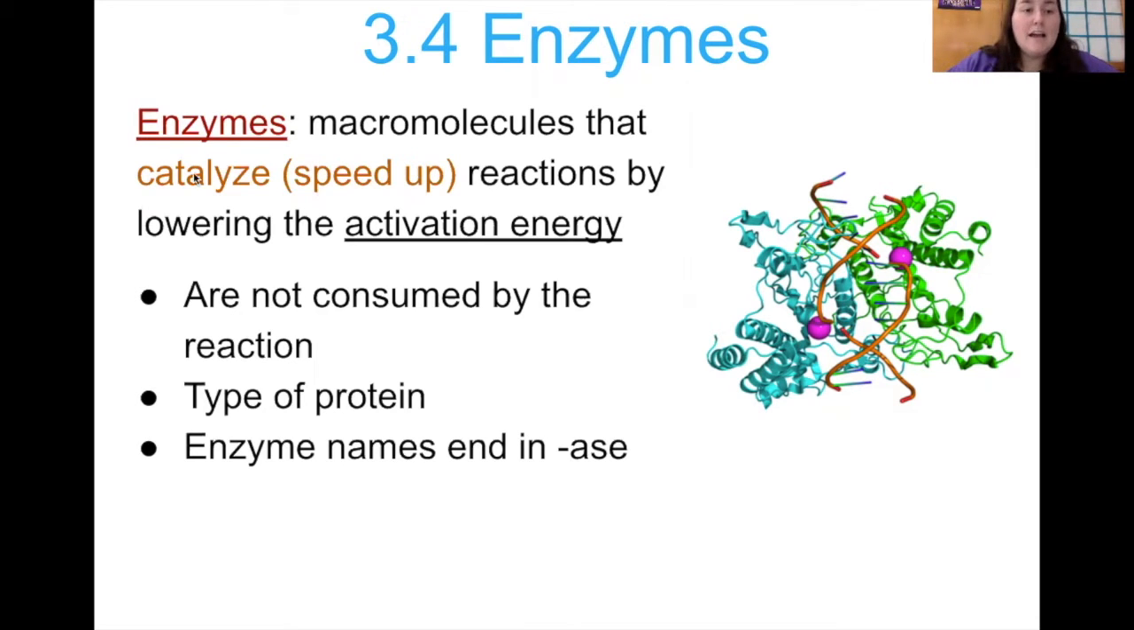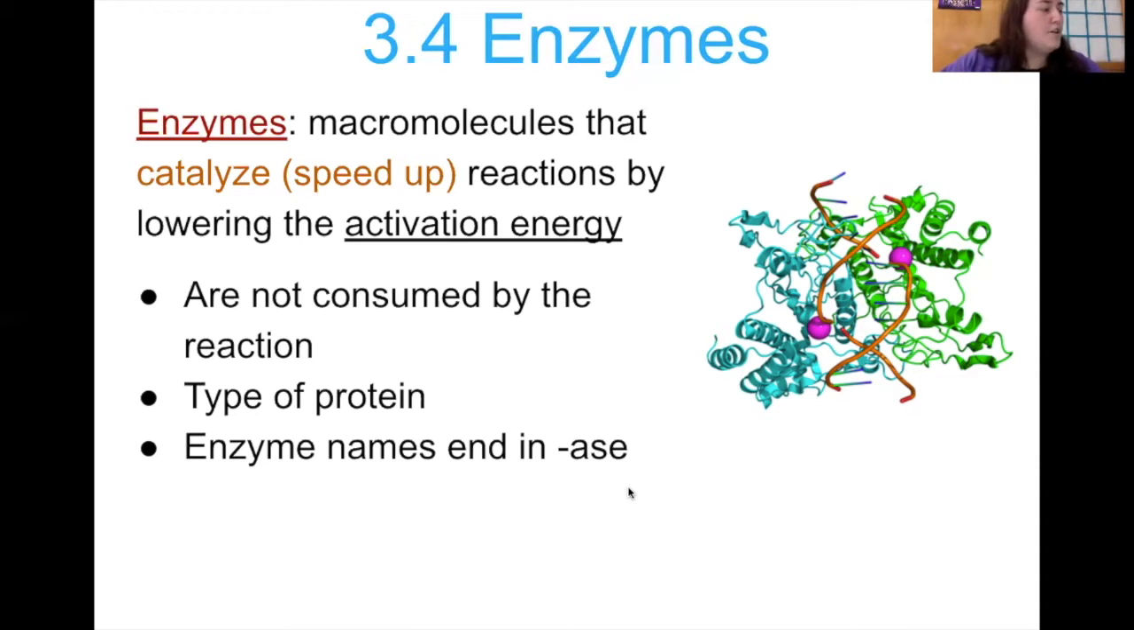And so enzymes are just proteins. Remember, a polypeptide chain of amino acids. And anytime you see the suffix, not suffix, it's not a prefix either. Anyways, ignore me. When names of molecules end in ASE, they are an enzyme.